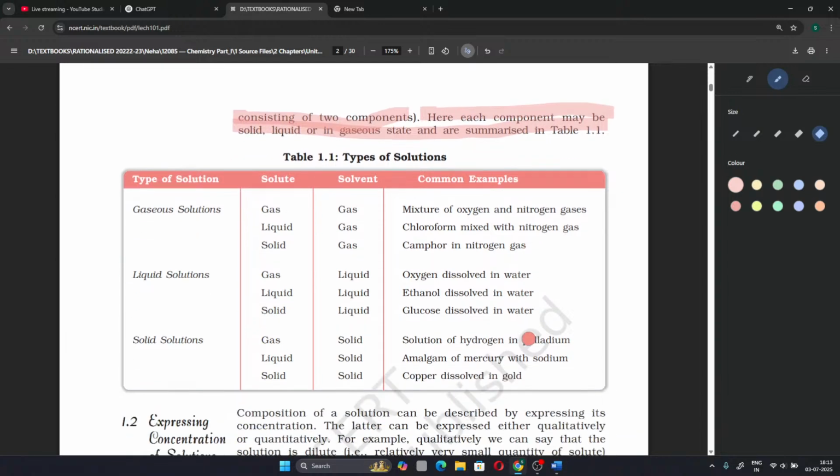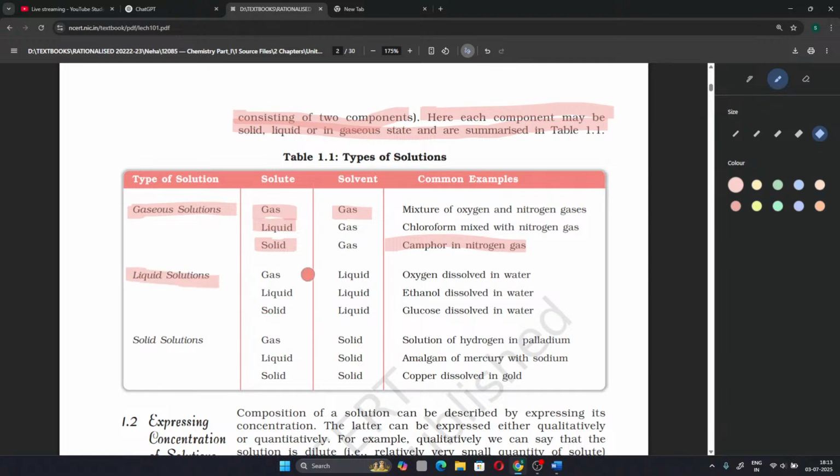Let's see the table. Gaseous solutions: the solvent is gas. The solute may be gas, in the case of a mixture of oxygen and nitrogen gases, as we see in the atmosphere. It can also be liquid in gas, chloroform mixed with nitrogen gas. This is an example. And we can see solid in gas as well. This is camphor in nitrogen gas, basically sublimation, where it turns into gas.